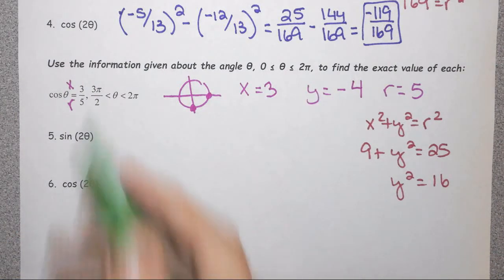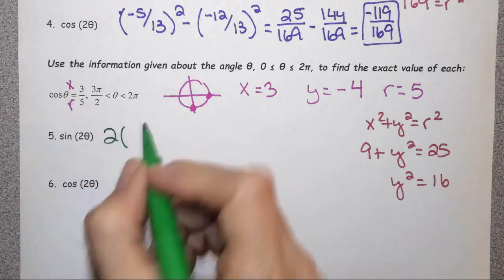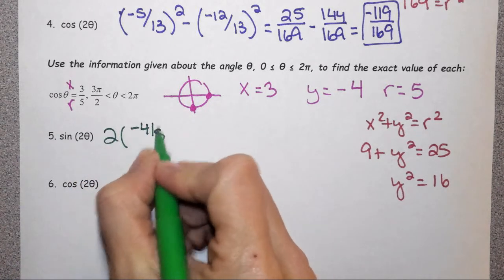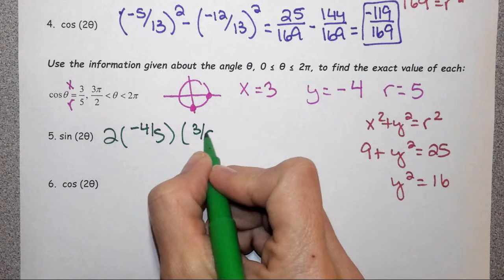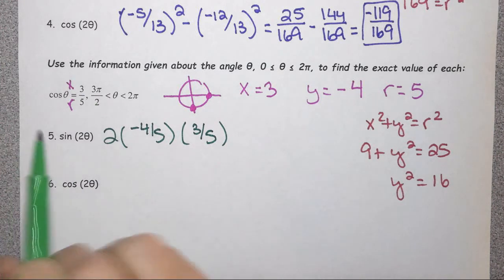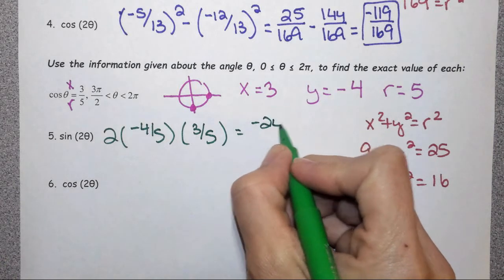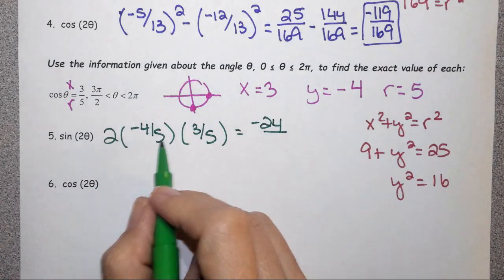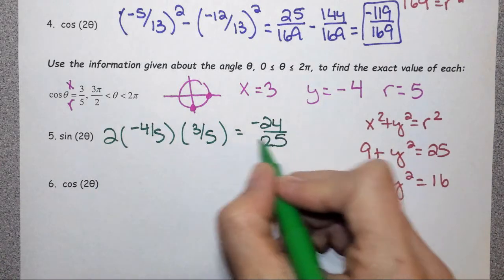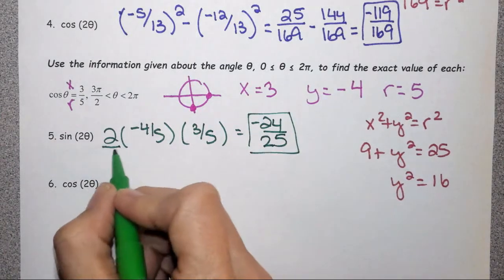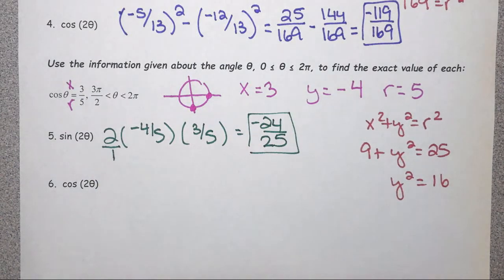Again, same formula: 2 times sine times cosine. So 2 times negative 4 times 3 is negative 24. 1 times 5 is 25. Remember that 2 is always over a 1 every time we do one of those problems.